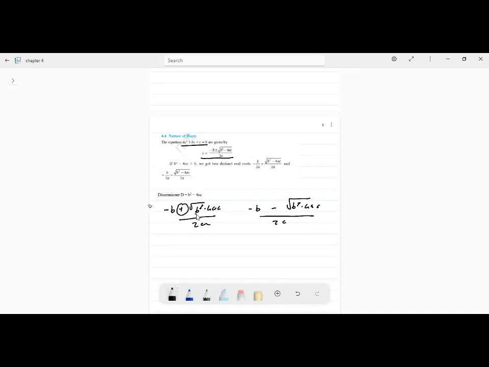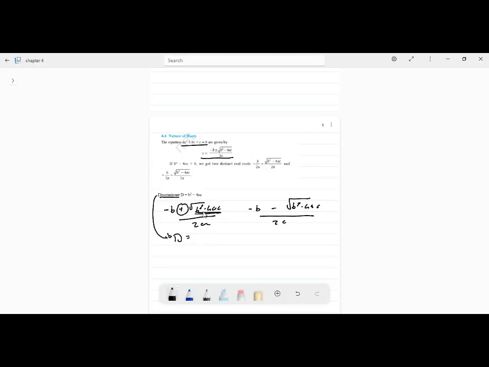Now this term b square minus 4ac is called the discriminant, which is denoted as D, so D is equal to b square minus 4ac. Based on the value of D, we have different scenarios. If D is positive, a square root is only possible if the value is positive. The square root of a negative value is not possible. So if D is positive, we have two different real roots.